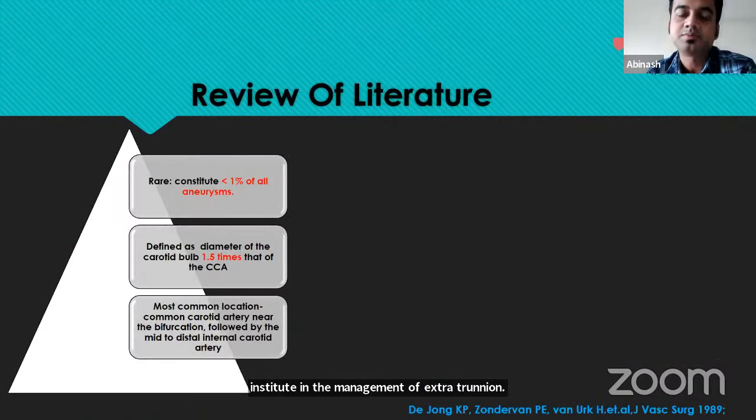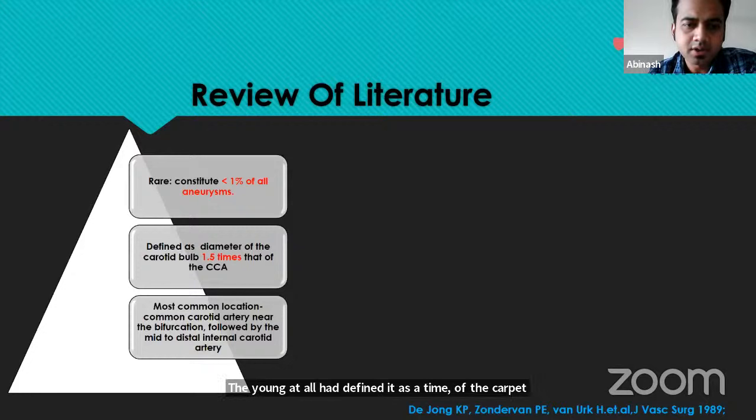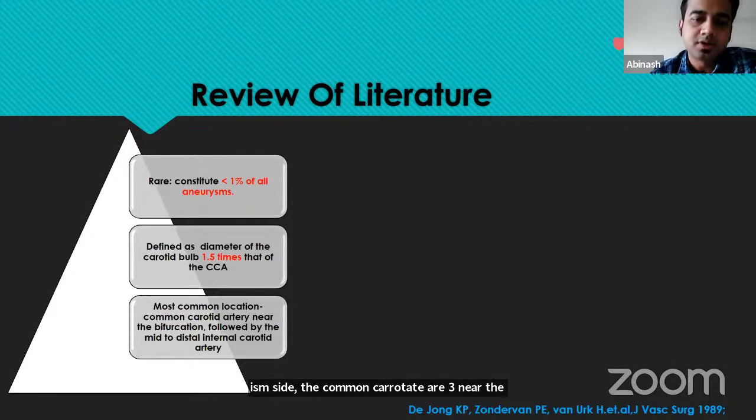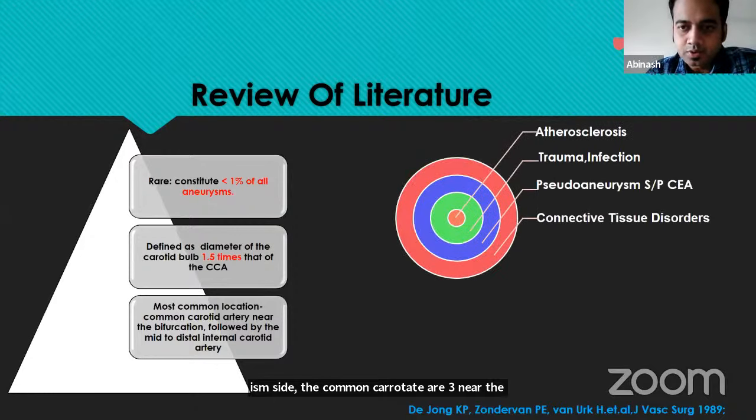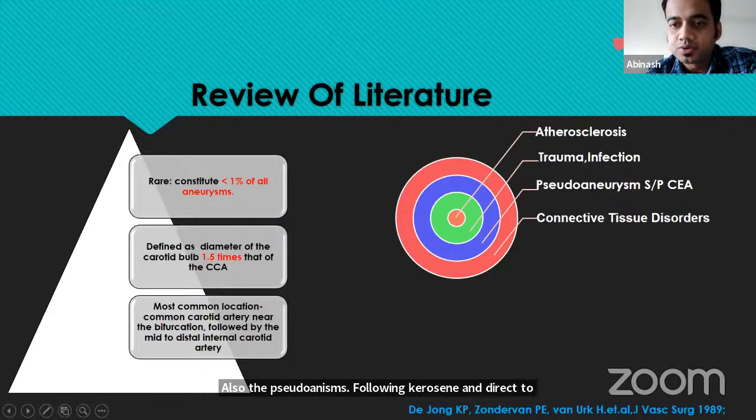To start with the review of literature, it is per se a very rare entity, constituting less than 1% of all aneurysms. De Jong et al. defined it as a diameter of the carotid bulb 1.5 times that of the common carotid artery. The most common locations of extracranial aneurysms are the common carotid artery near the bifurcation, followed by the mid to distal internal carotid artery. The causes, like any other aneurysm: the commonest is atherosclerosis, followed by trauma and infection, also pseudoaneurysms following carotid endarterectomy, and connective tissue disorders.